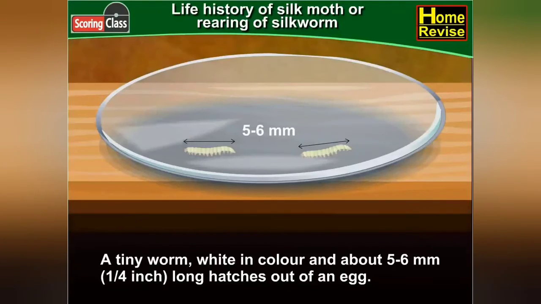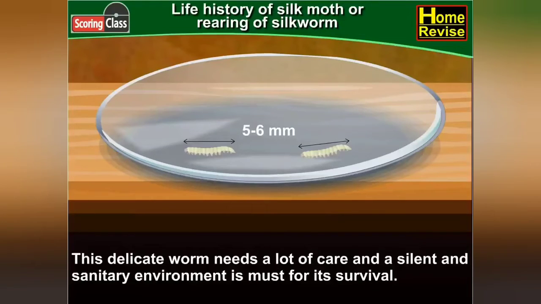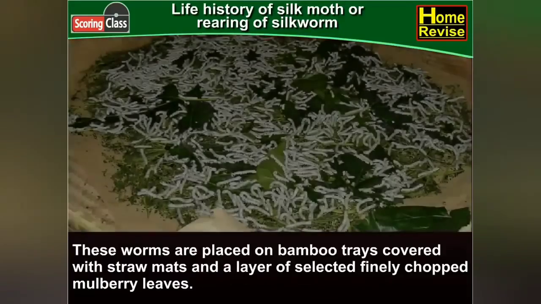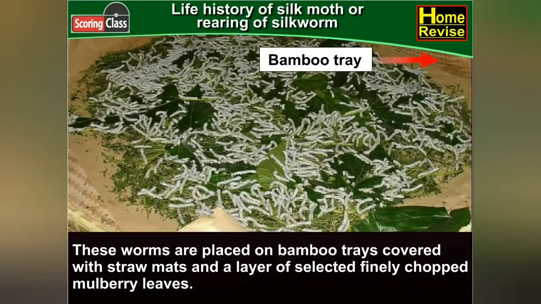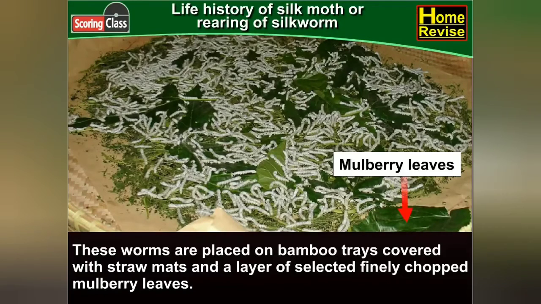A tiny worm, white in color and about 5 to 6 mm, that is about 1/4 inch long, hatches out of an egg. This delicate worm needs a lot of care, and a silent and sanitary environment is a must for its survival. These worms are placed on bamboo trays covered with straw mats and a layer of selected finely chopped mulberry leaves.